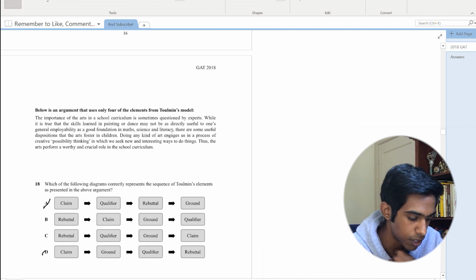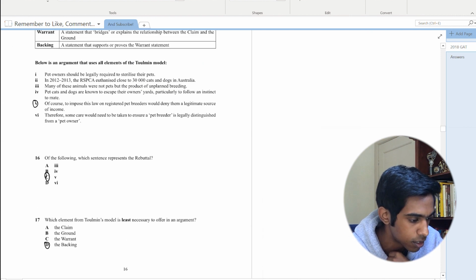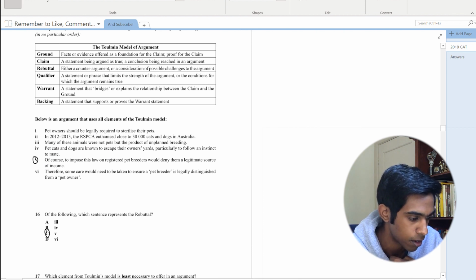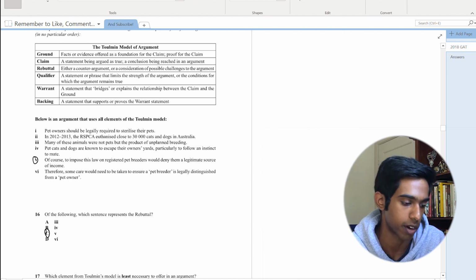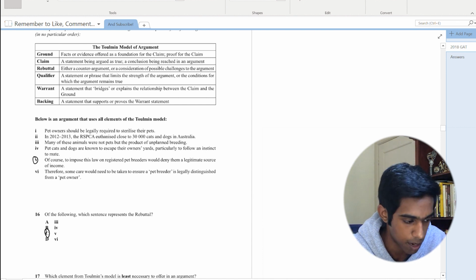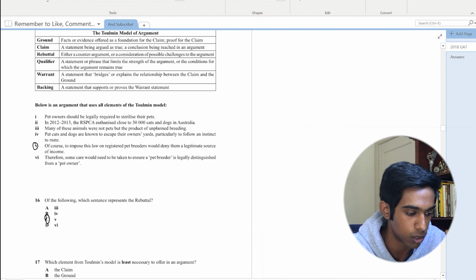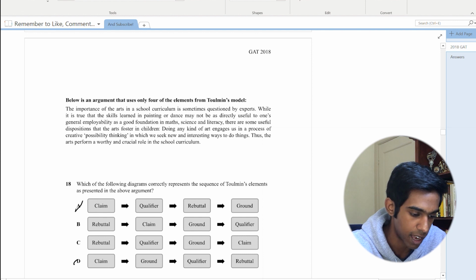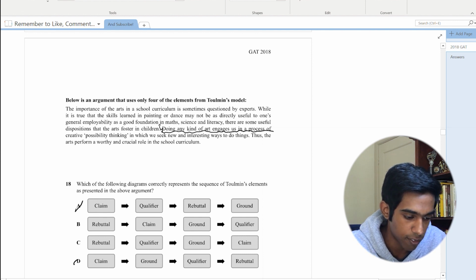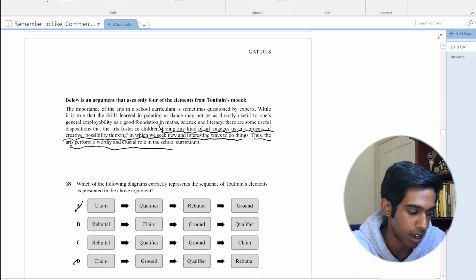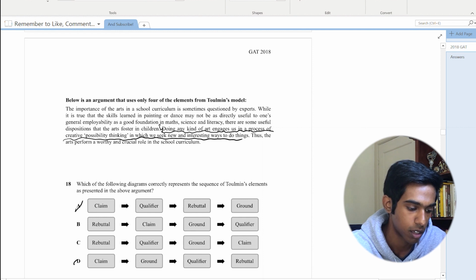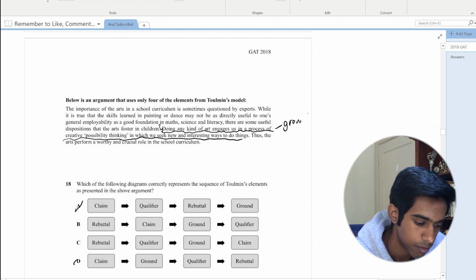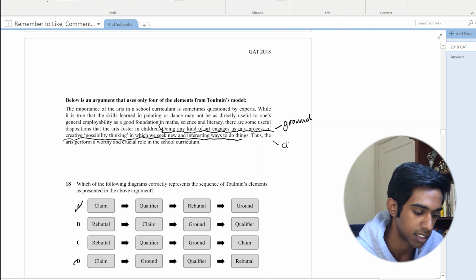Actually, now that I think about it, it's probably not the qualifier, because I'm just having a read again. So the qualifier is a statement or phrase that limits the strength of the argument, and the claim is a statement being argued as true, or a conclusion being reached in an argument, and then the ground is the facts or evidence. So I think it's pretty clear that this is the evidence. So doing any kind of art engages us in creative possibility thinking, and then thus the arts, that's probably the claim. So this is the ground, and this last sentence is going to be the claim. So I am thinking that it's C.